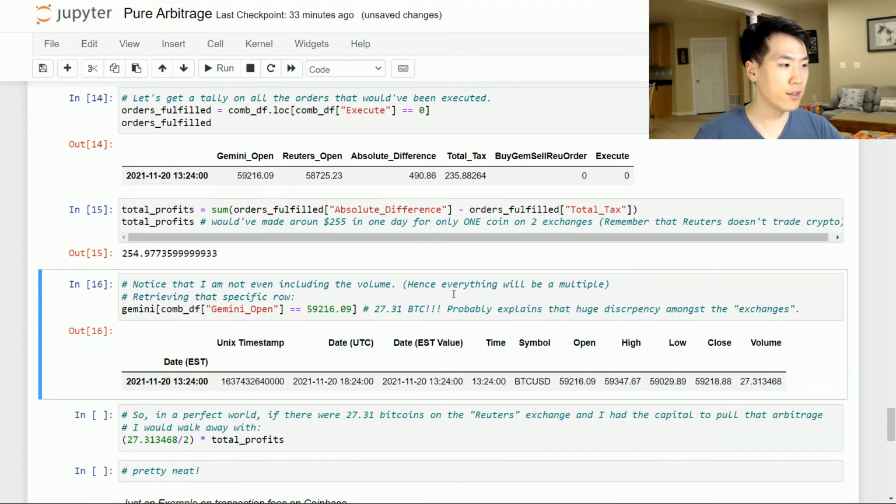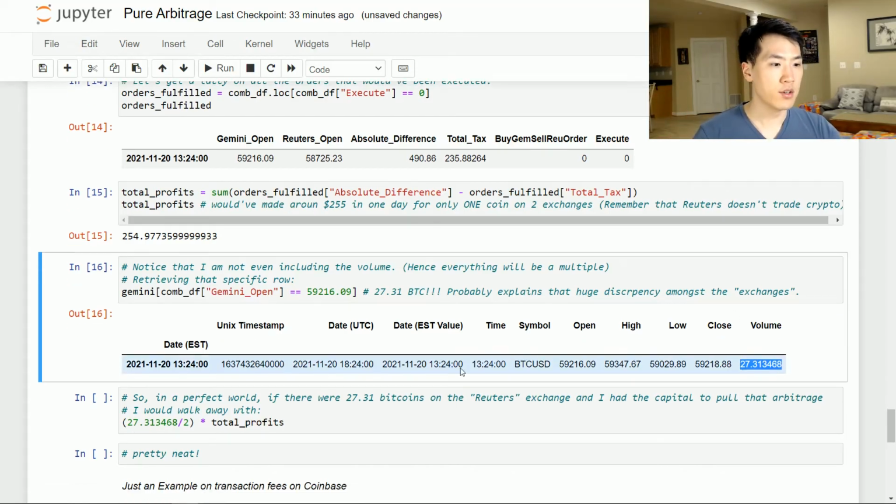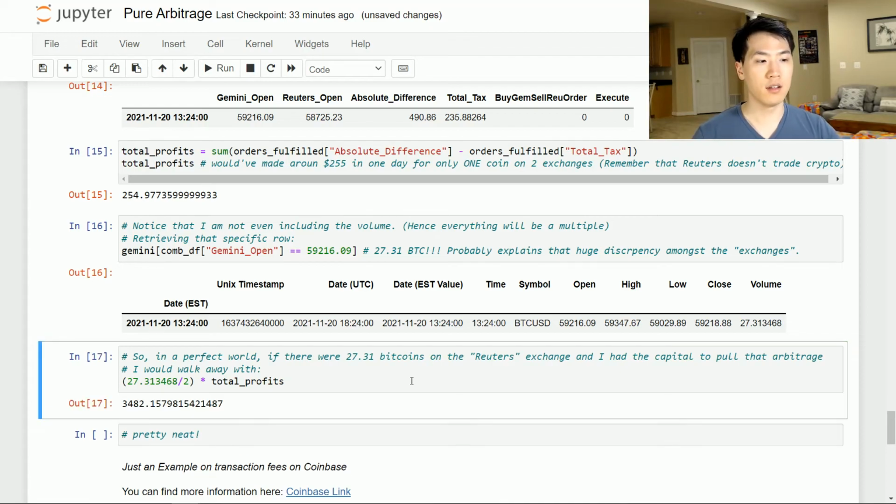So let's look further. Notice that the volume here was 27, roughly. So that's pretty much 13.5 Bitcoins that were bought and sold at the same time. So the total amount of profit, if you were to arbitrage on that one specific, in this case, minute, you would have made that amount of money. $3,482. That's quite a bit.